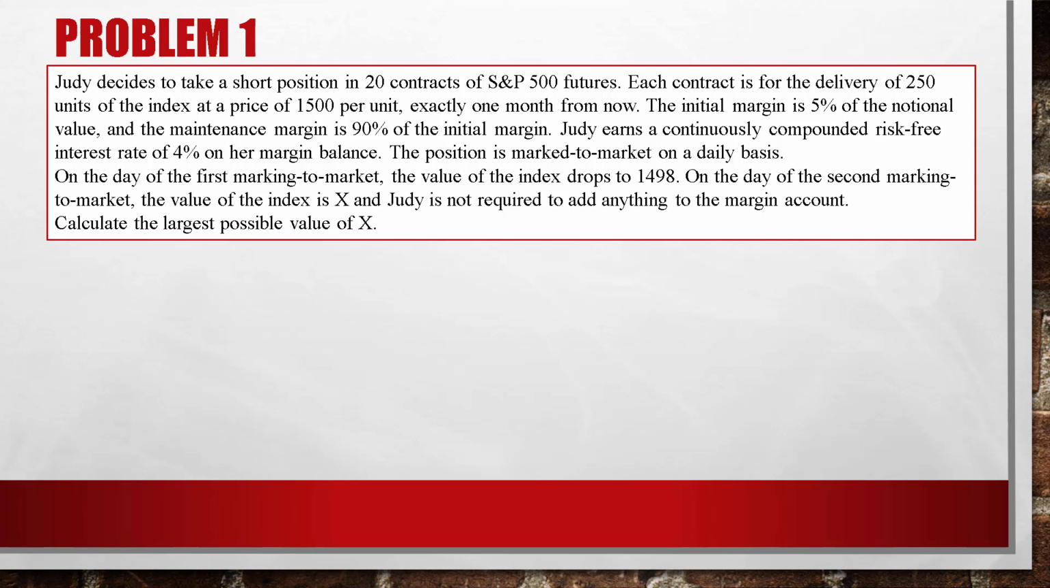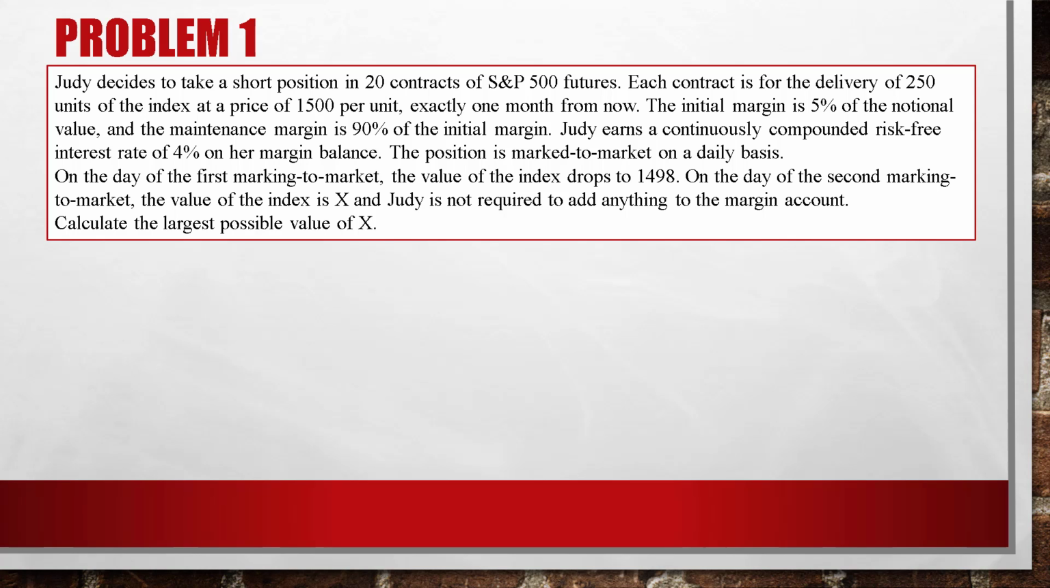On the day of the first marking to market, the value of the index dropped to $1,498. On the second day of the marking to the market, the value of the index is X. Judy is not required to add anything to the margin account. Calculate the largest possible value of X.